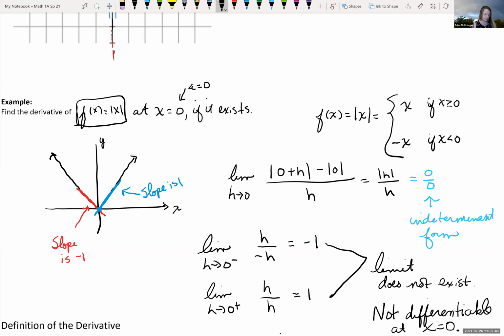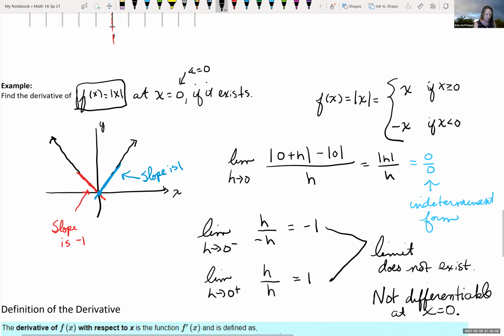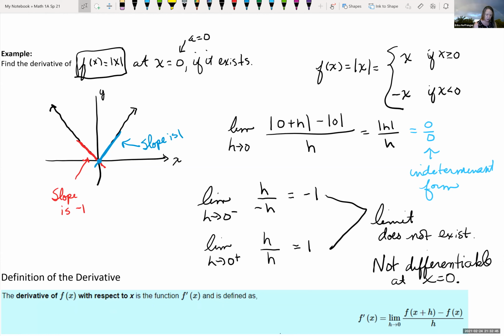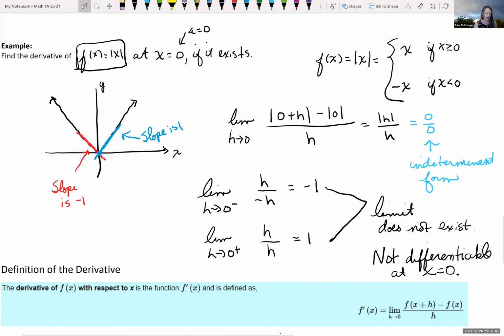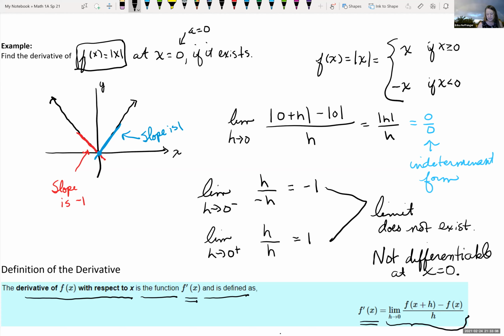So here's the definition of the derivative, where we can find the derivative anywhere on a function if it exists. It says the derivative of f of x with respect to x is a function, f prime of x, like we said, that's how we would read this, and is defined as follows. f prime of x is equal to the limit as h approaches 0 of f of x plus h minus f of x all over h. Before, the only difference was that we had a number for x, and that's what we were plugging in.